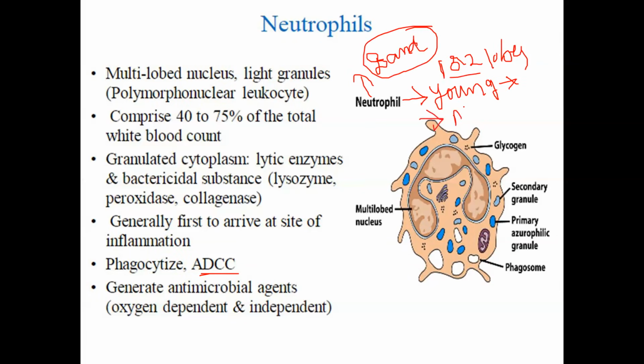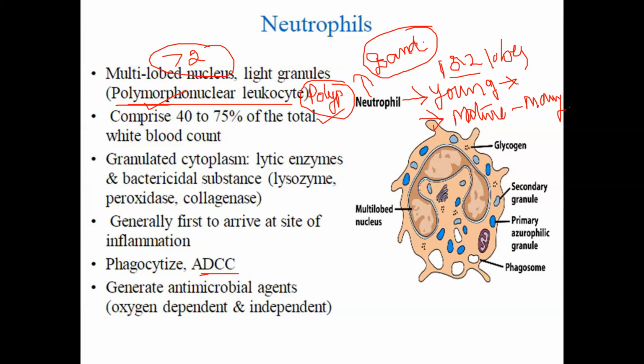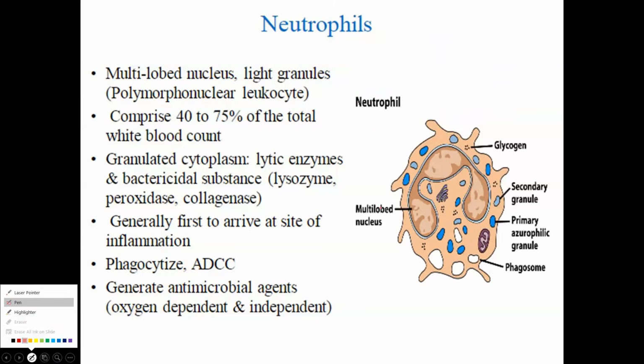But friends, when the neutrophil becomes mature, it contains many lobes. So when many lobes are present, we call it a polymorphonuclear leukocyte. Sometimes, friends, you can also call it polyp. Anything is same. You can call it polyp or polymorphonuclear leukocyte only when there are more than two lobes. Up to two lobes, you call it young neutrophil. What do you call that young neutrophil? You call it the band. Don't get confused with that point, easy to remember.